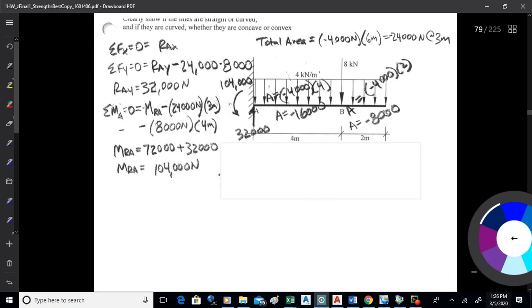Okay, the next one here, you want to get the reactions. You know, we did that on the previous homework problem. I get the total area, negative 4,000, because that's actually pointing down, times 6. 2 and 4 and 2 make 6. It's negative 24,000. Okay, that's the area. Also, I know this load here is going to cause a jump in the shear diagram, so I get the area on either side. So I got the negative 4,000 times 4, it's negative 16,000. Negative 4,000 times 2 is negative 8,000. So I get both of those areas in there.